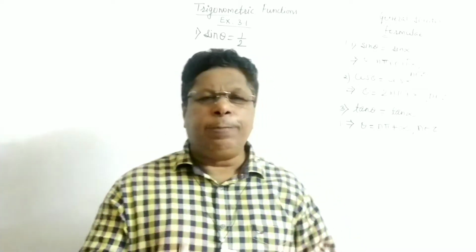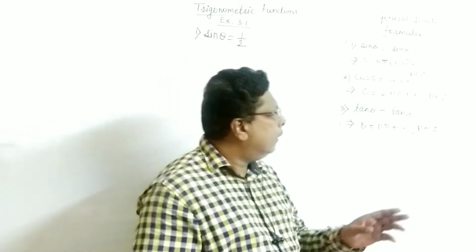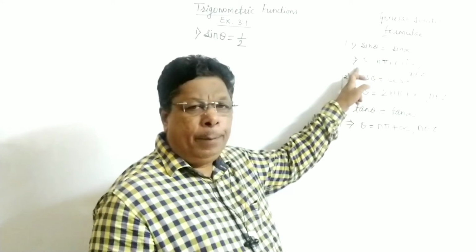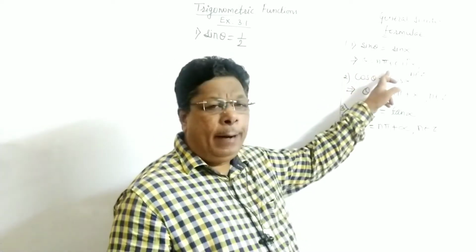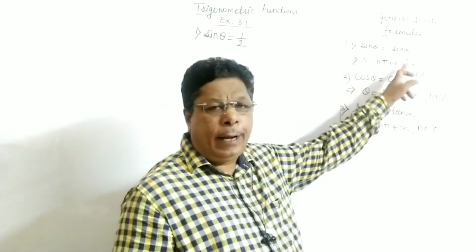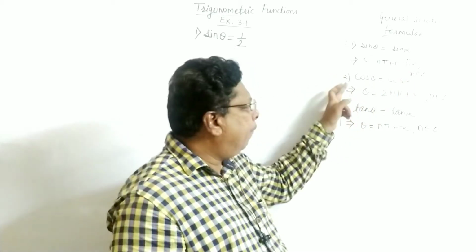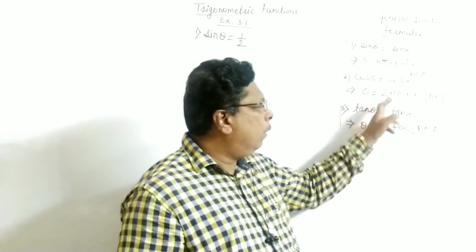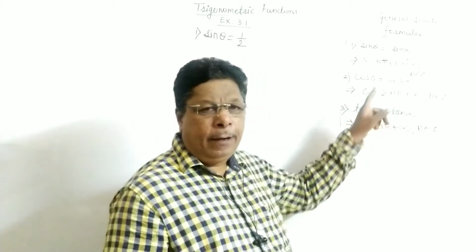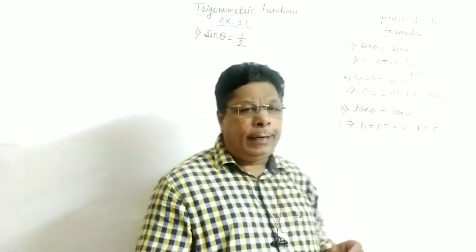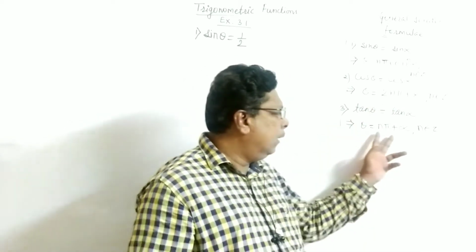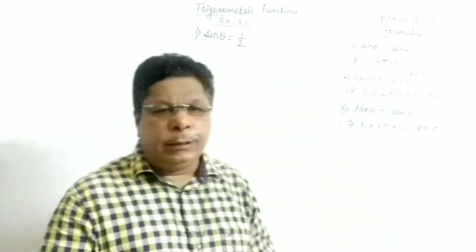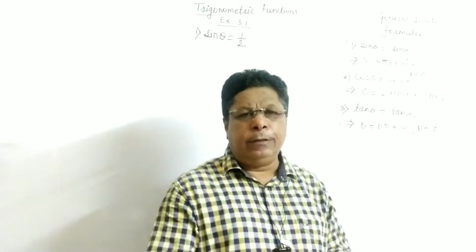Now see which formulas are applicable for the general solution. The first formula: sin theta equal to sin alpha implies theta is equal to n pi plus minus 1 raised to n into alpha. Second formula: cos theta equal to cos alpha implies theta equal to 2n pi plus minus alpha, n belongs to Z. And third one: tan theta equal to tan alpha implies theta equal to n pi plus alpha. Okay, now we will see the first sum in exercise 3.1.